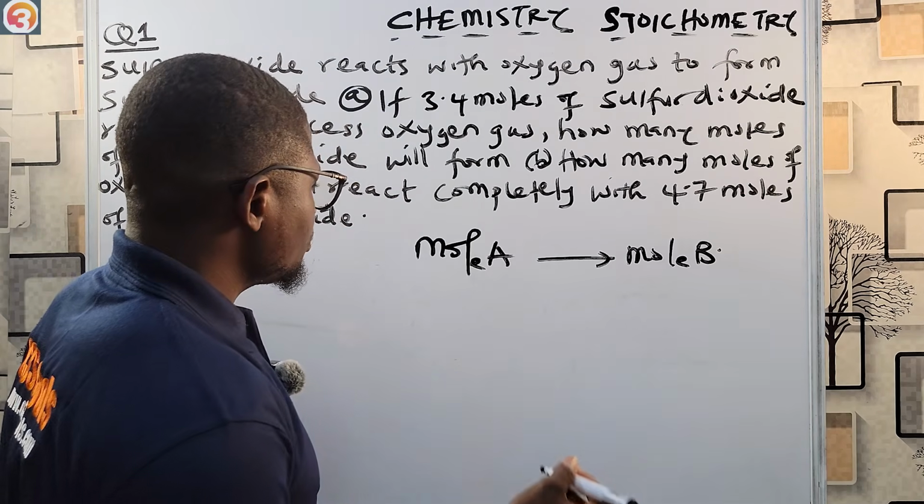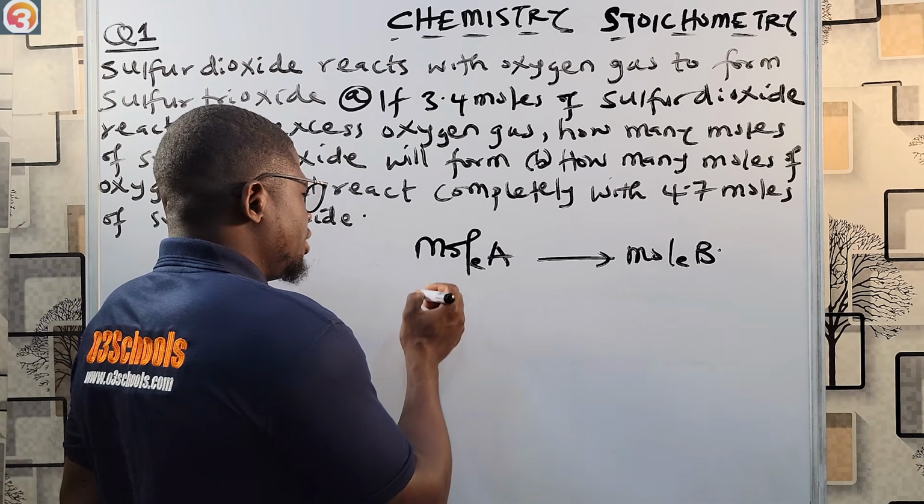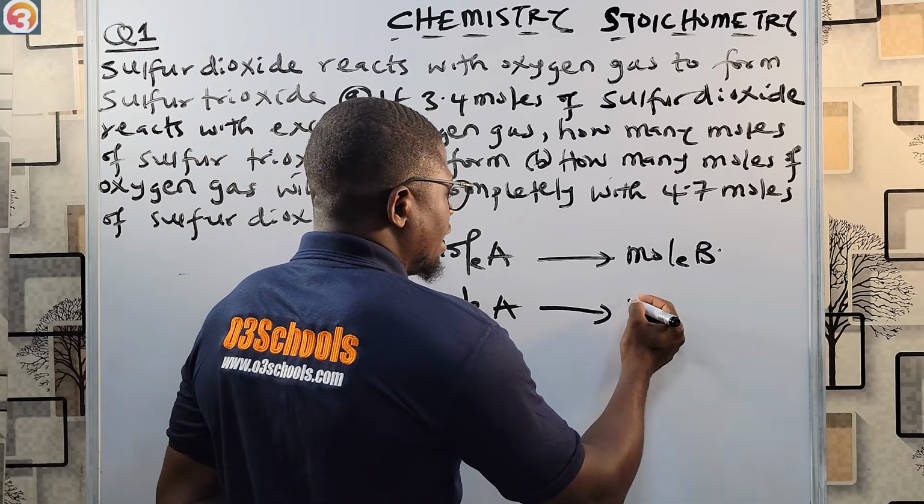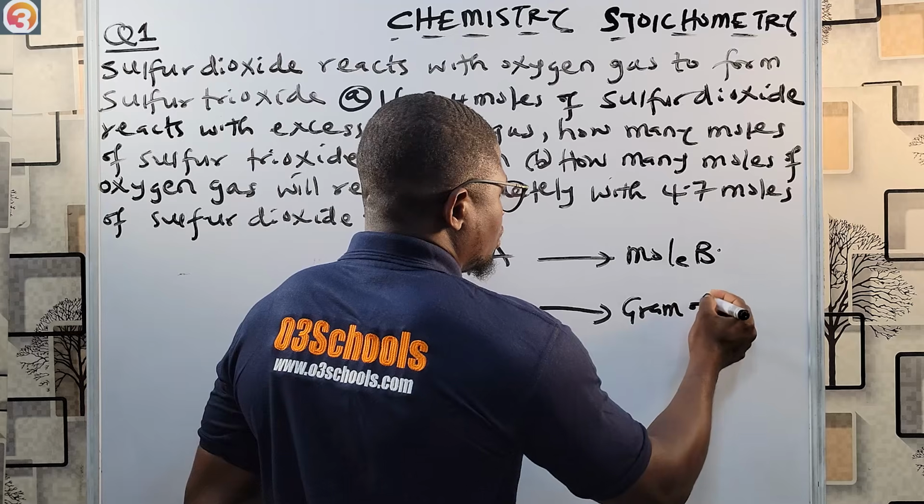Now, another one usually given is converting from moles of a substance A to grams of substance B.